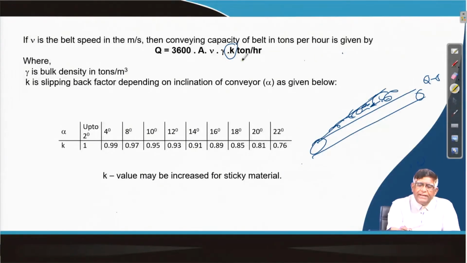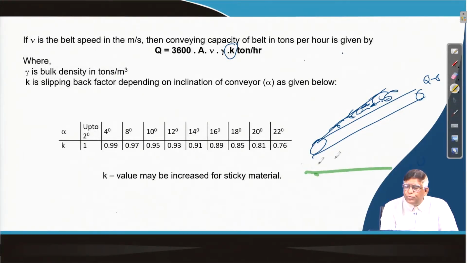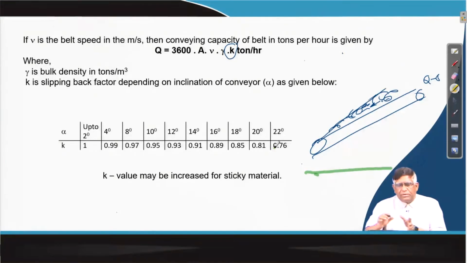Now, this K you can see here: if the inclination is up to 2 degrees, the K value is 1. But as the inclination increases, you will have to use a lower value, because the quantity that goes will be less.